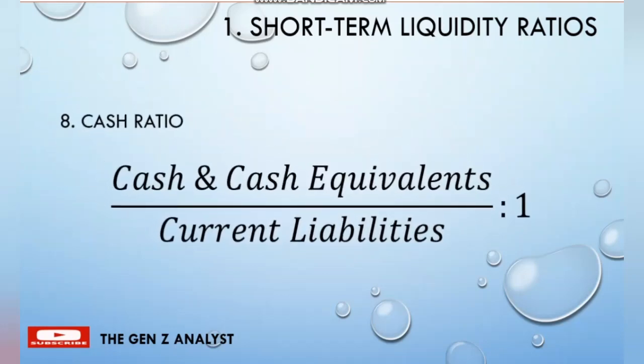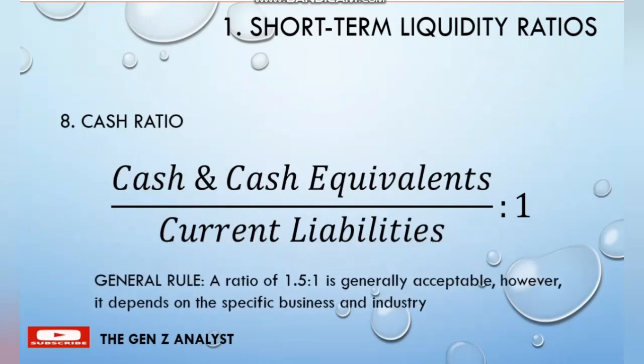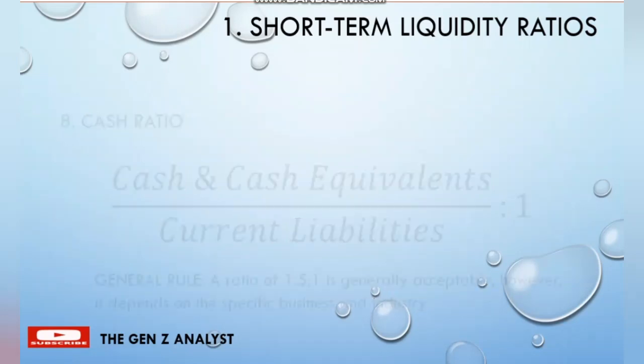Then the third short-term liquidity ratio is the cash ratio. With the cash ratio, we are just considering the cash and cash equivalents, and then we are dividing that by the current liabilities. So with this, we are talking about, as it stands now, how much cash do we have to settle our current liabilities. So that is it. And as a general rule of thumb, 1.5:1 is generally acceptable. However, this is dependent upon the business and industry.